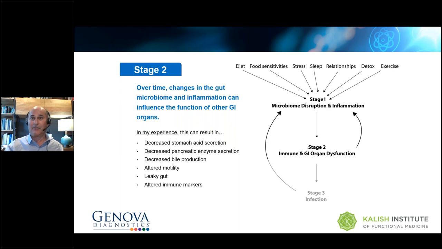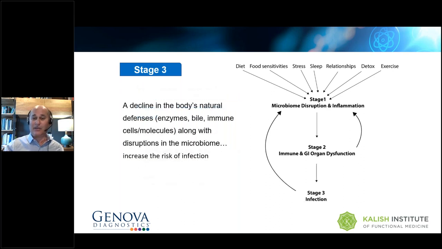And there's leaky gut and all those things are happening. And then to a stage three where the immune system is crashed enough that there's infections. And then you want to think about, from a clinician's perspective, which stage you're going to treat. Especially if all three stages are present, which one do you want to treat first?